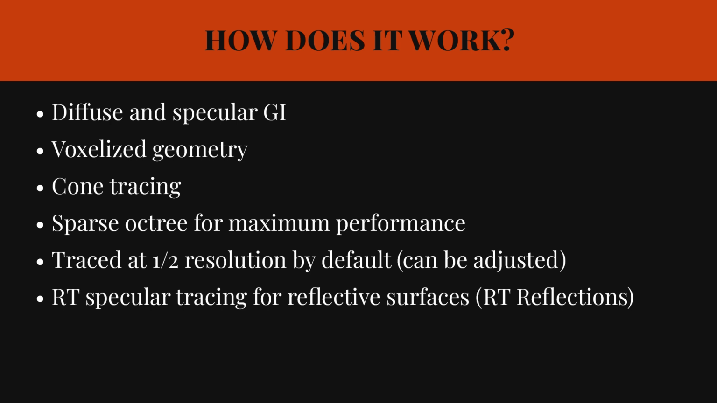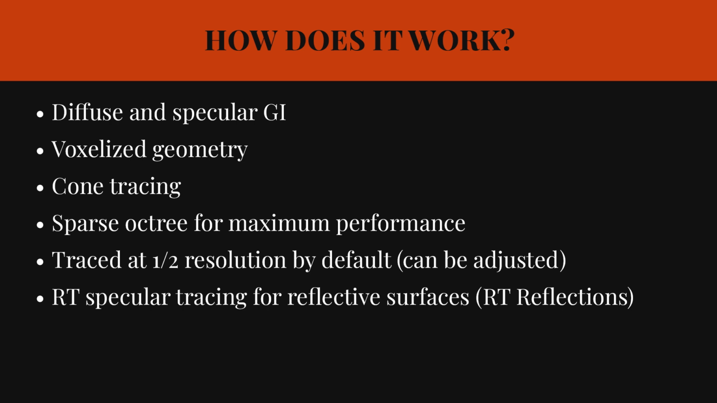How does Voxel GI actually produce a lit image? It handles both diffuse and specular GI. Unlike a lot of legacy GI techniques that only solve the diffuse bounce, the soft, even light bleeding around corners, Voxel GI computes both halves of the lighting equation.